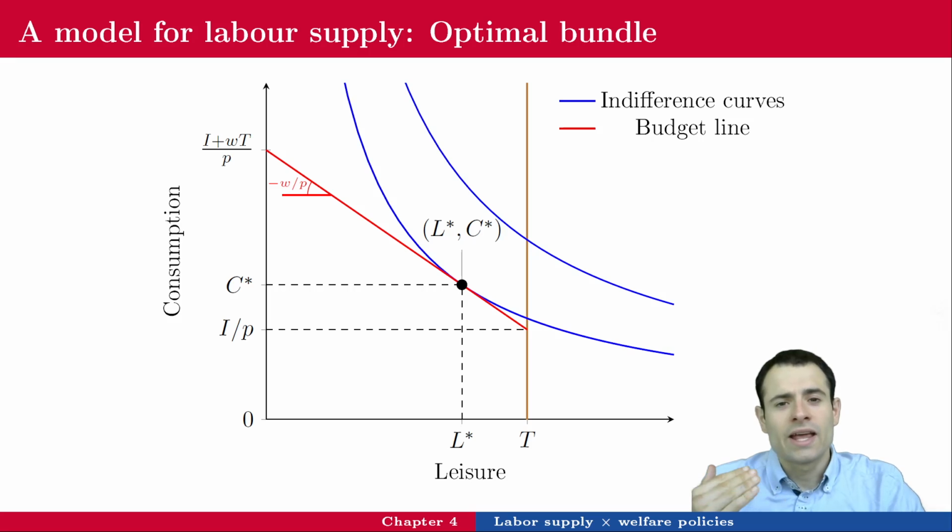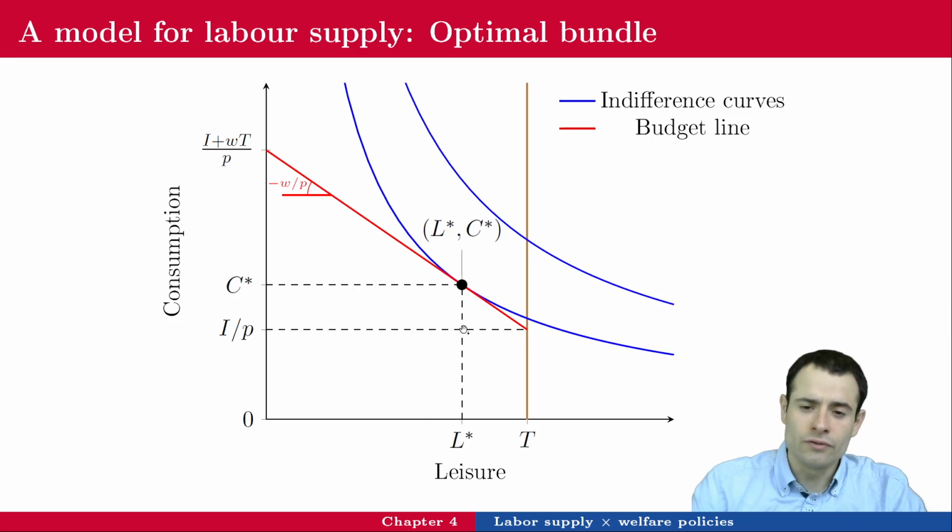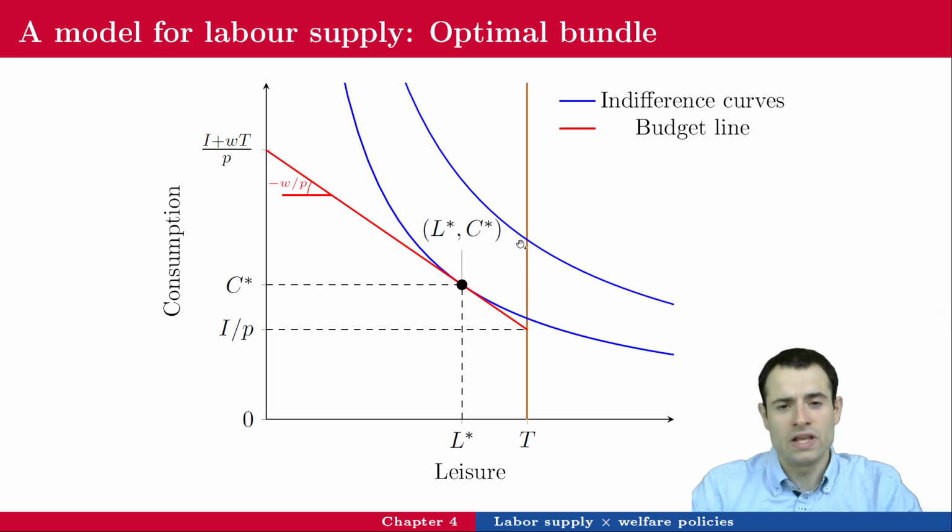Indifference curves then cannot touch each other because each indifference curve represents a different level of utility. The higher the indifference curve, in the sense the more northeast it goes, the higher the utility. So the utility of this indifference curve is higher than the utility of this indifference curve.